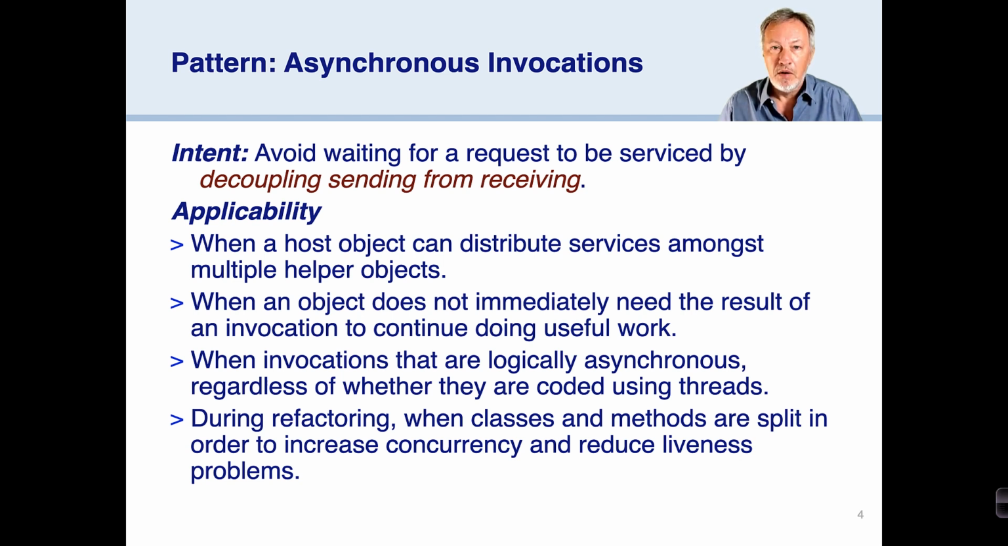Another is when an object doesn't immediately need the result of an invocation to continue doing useful work. So for example, you fork off a task that is performed by some helper, you continue doing some other useful work, and eventually when you need that result, you wait for it. Or when invocations are logically asynchronous, regardless of whether they're coded using threads. So if you have a number of tasks which don't depend on each other, then you can perform these asynchronously. Or if you're refactoring code and you are able to split classes and/or methods in order to increase the amount of concurrency and reduce liveness problems.